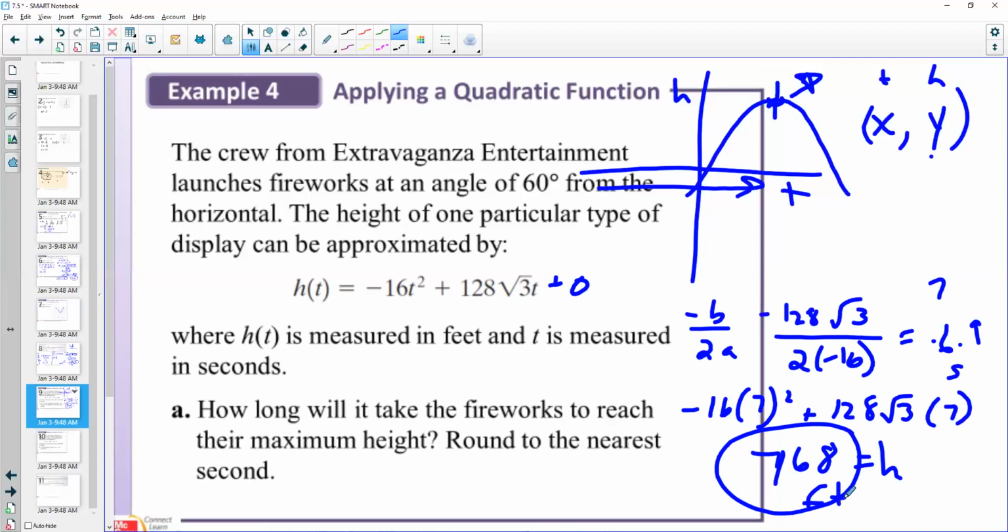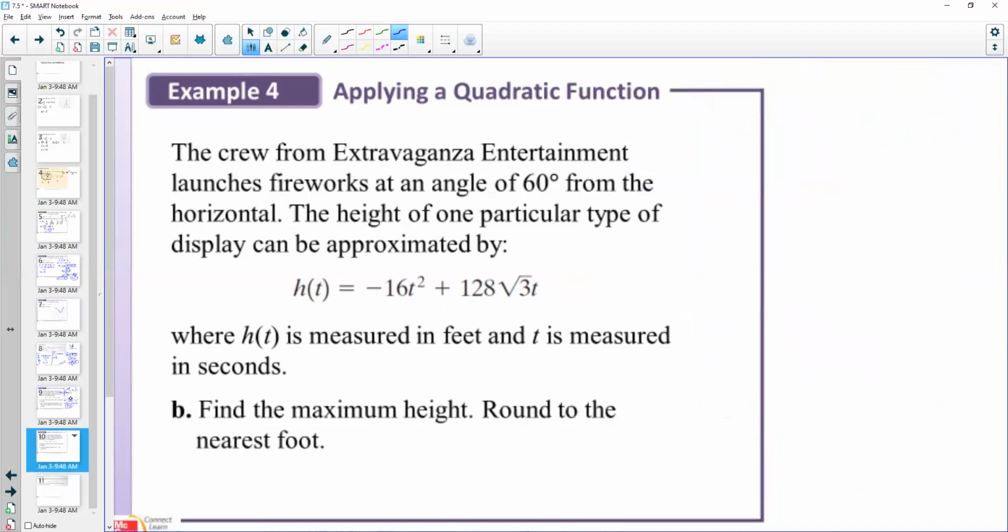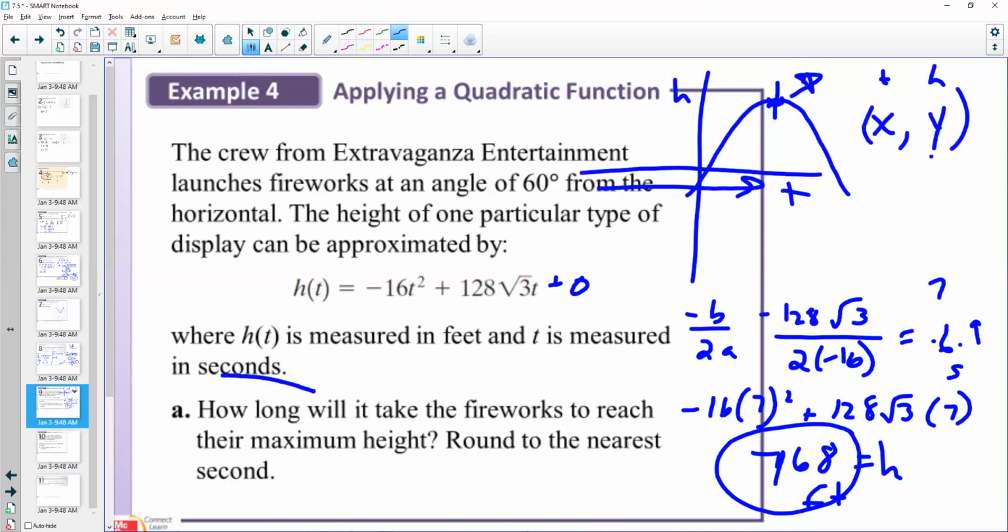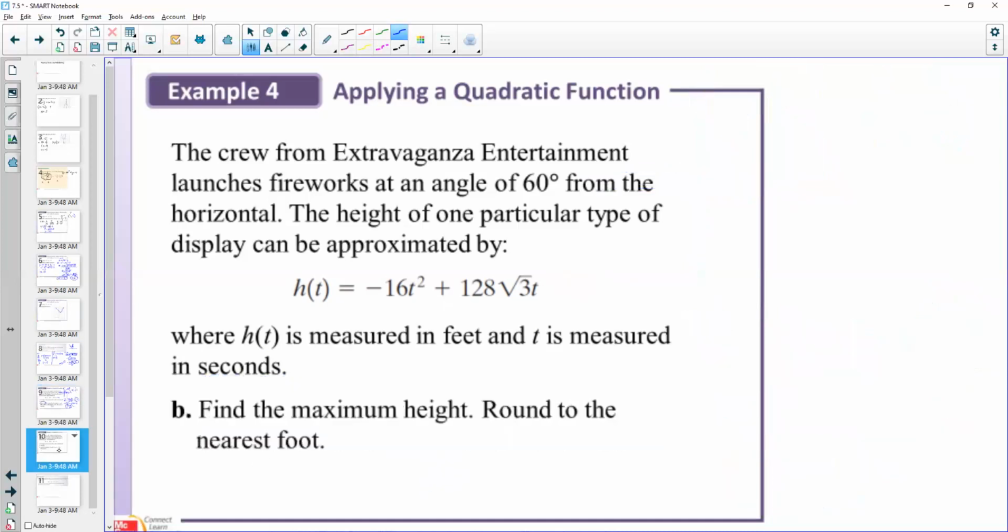All right, fair enough. Oh, sorry. This said, how long will it take? How about reading? How long will it take is the time. It's about 7 seconds. What's the maximum height? Round to the nearest foot. We did that. 768 is what I have. Okay, you see how this works.